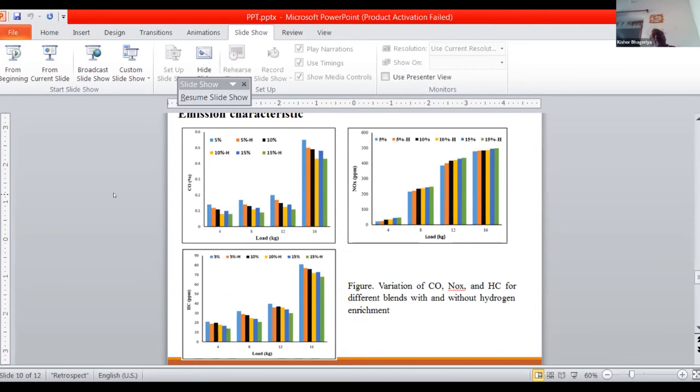Now the last parameter which is analyzed is the emission. That is the most important parameter as far as any engine is considered. So here I have shown the three main parameters. First is the carbon monoxide, second is the NOx, oxides of nitrogen, and third one is the hydrocarbon. In all three figures you can see that at the highest load we get the lower emission if we are using the hydrogen and the 10% soybean.